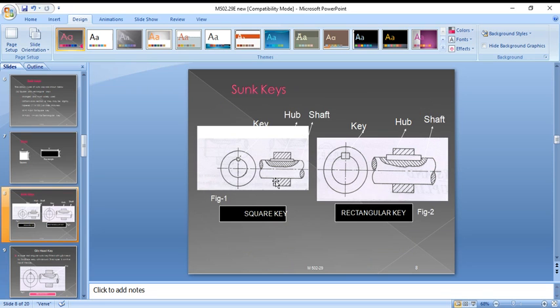This way, half of the thickness of the key is in the hub and half in the shaft, and it is the same for square and rectangular keys. So it is used for high transmission.